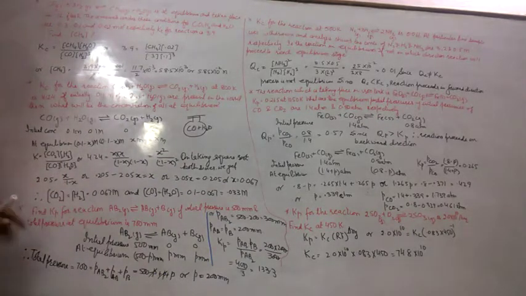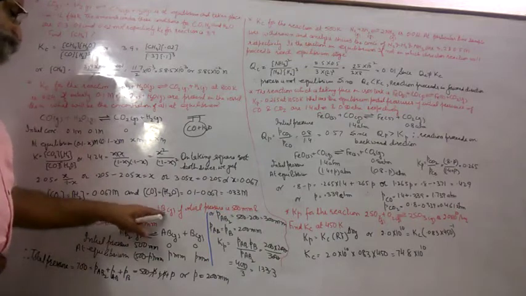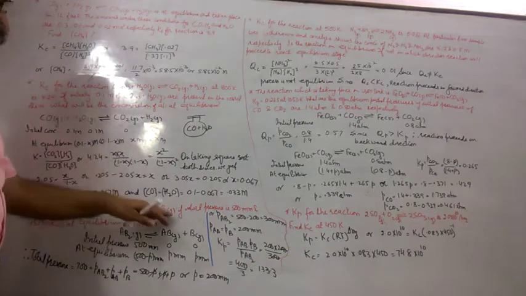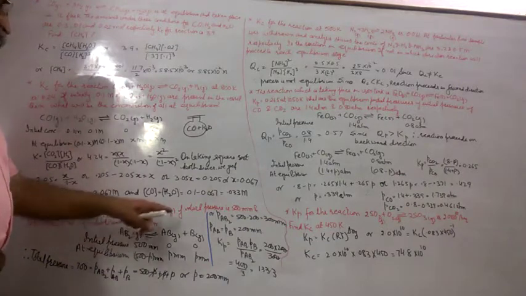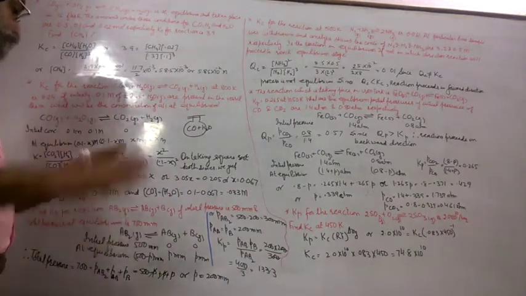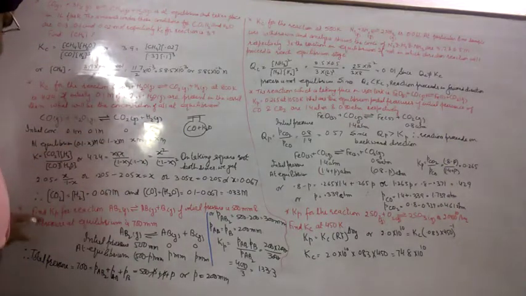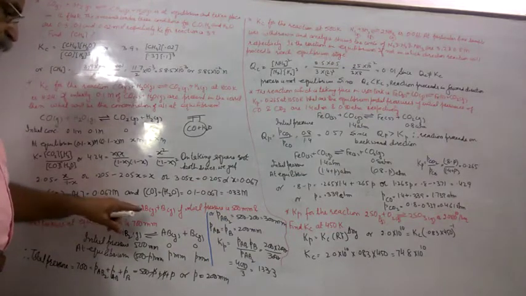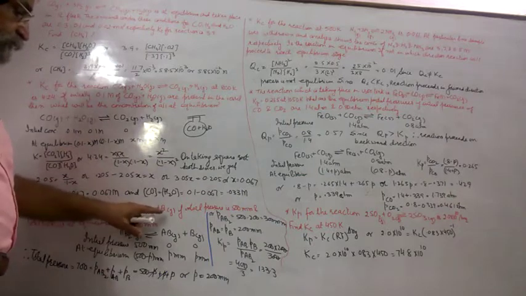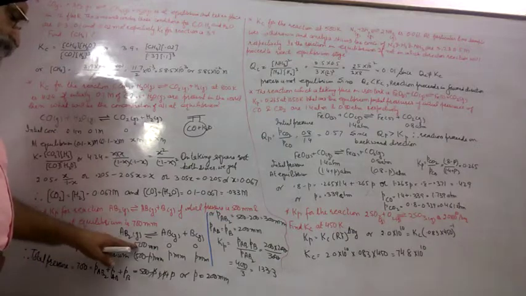Next numerical. Find Kp for the reaction. The reaction is AB2 changes to AB plus B, like CO2 changes to CO and O. If the initial pressure is 500 mm, there is no AB, B initially, and the total pressure at equilibrium is 700. At equilibrium, you will get this and this. The total pressure is this plus this. The initial pressure is this one.